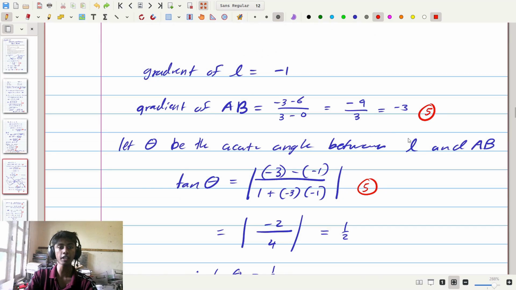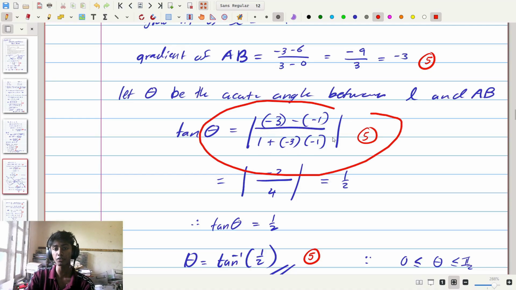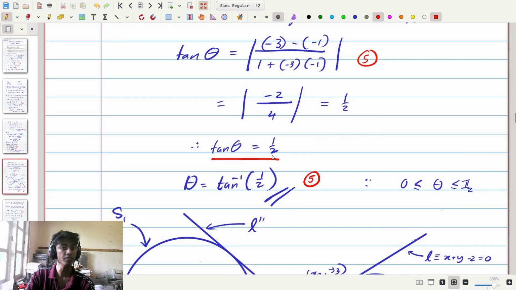Now after this, in the next part of the question, when you find the gradient of AB as being equal to negative 3, you get 5 marks, and then when you substitute into the angle formula and say tan theta is equal to minus 3 minus negative 1 divided by 1 plus minus 3 times minus 1, you get 5 marks for that, and then upon simplification, when you get to this point, tan theta is a half, and then say theta equals tan inverse a half, you get another 5 marks.